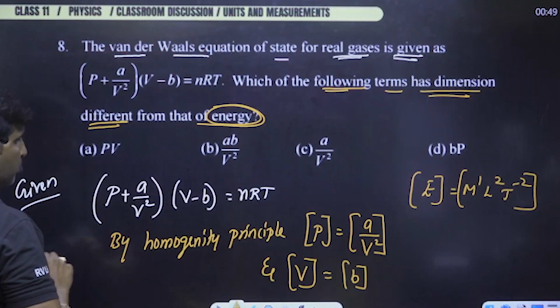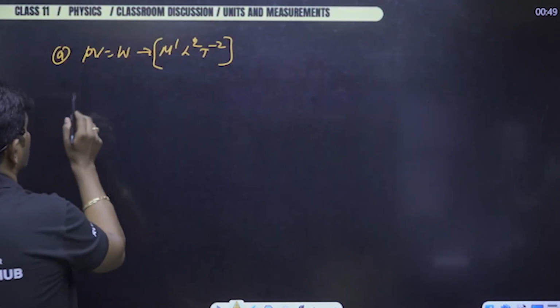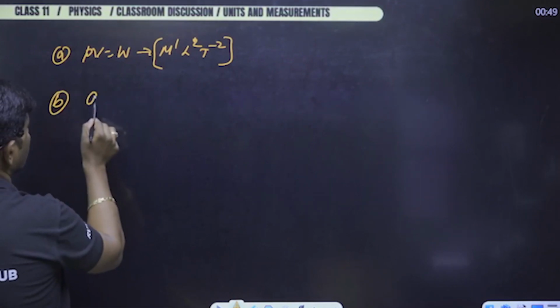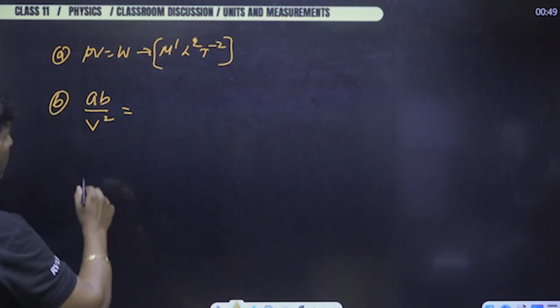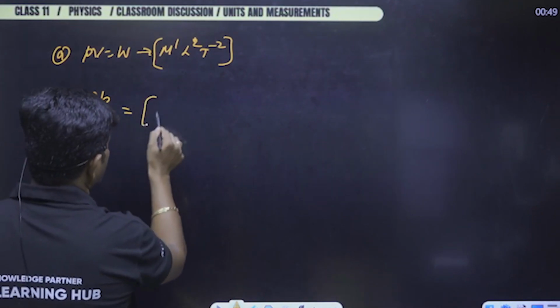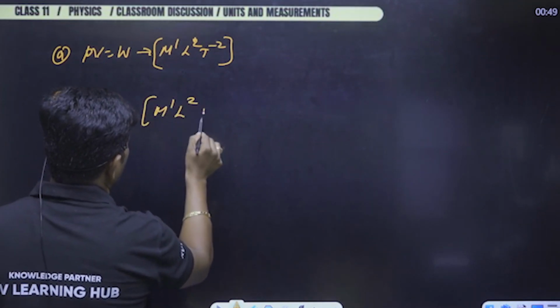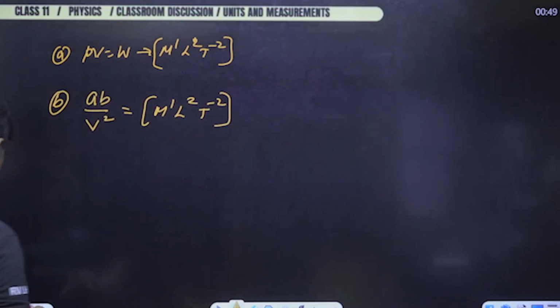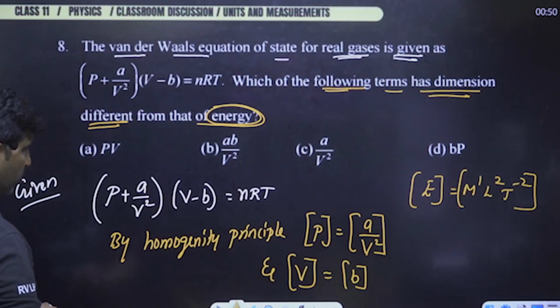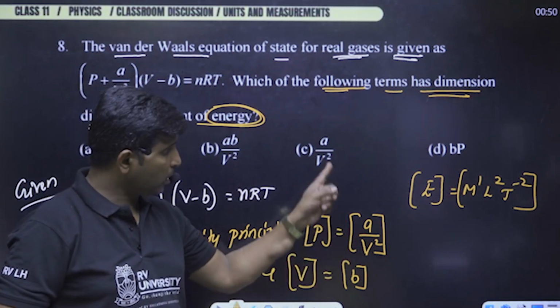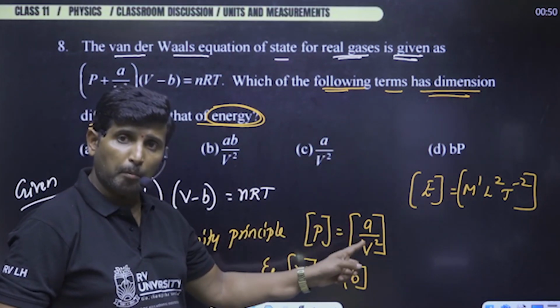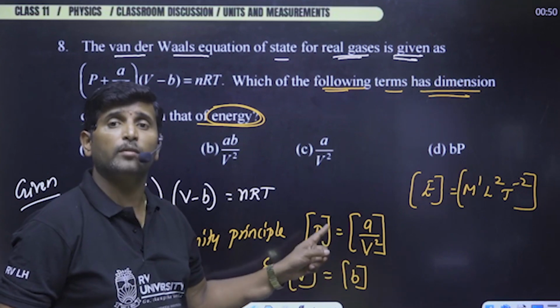And what is the second option? a b divided by V square, a into b divided by V square. If you want, you can go through it. It is also equal to M power 1, L power 2, T power minus 2 only; you will get it. And similarly, what is a by V square? So just observe this. The dimensions of a by V square must be equal to the dimension of the pressure.